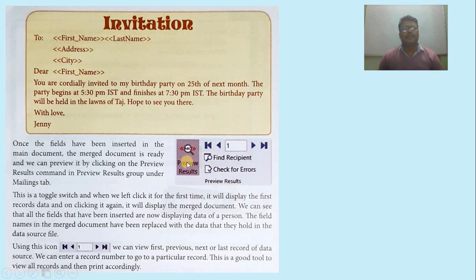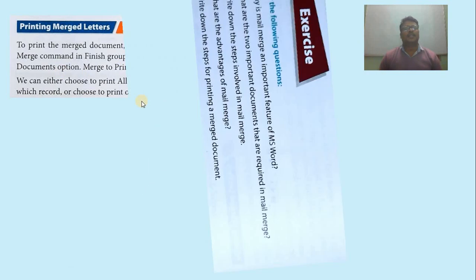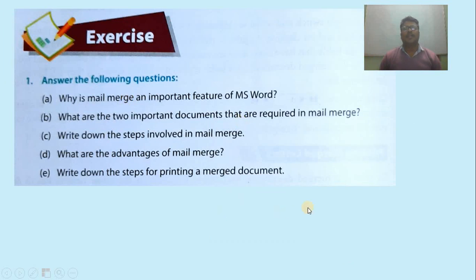After that, preview the results. You will click and you will get individual letters by address from the data source. So record 1, 2, 3, by Next you can move ahead, and by First and Last Record you can go to the first and last records here. After that you can also print these documents. In the Finish group you will get the print options also. So you will print this letter and you will get the printout.